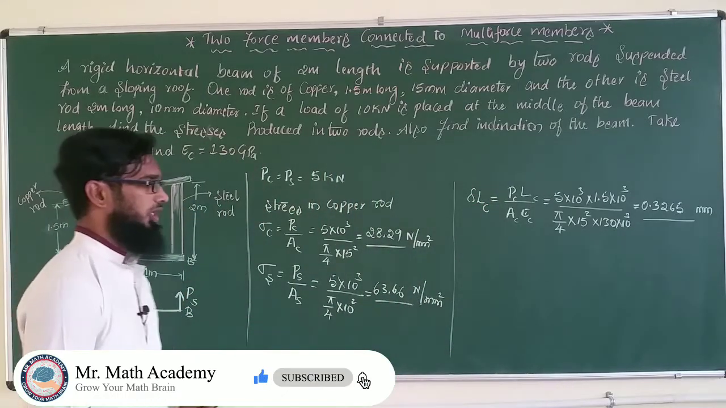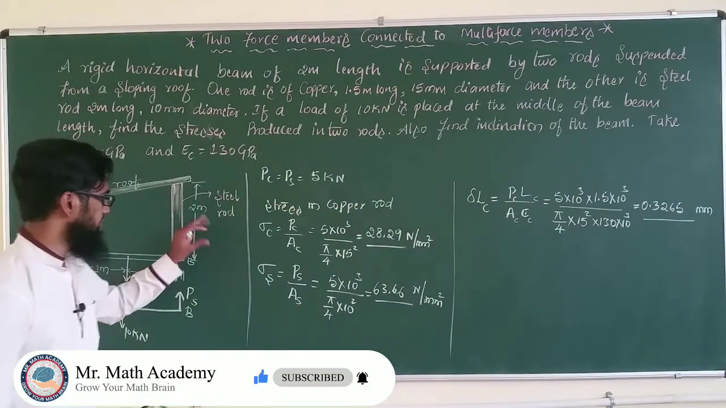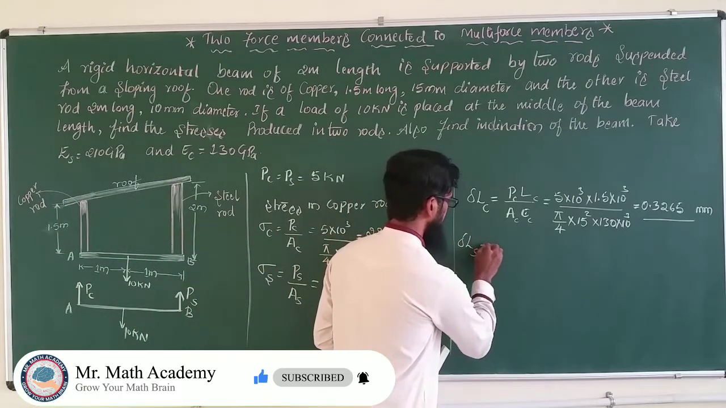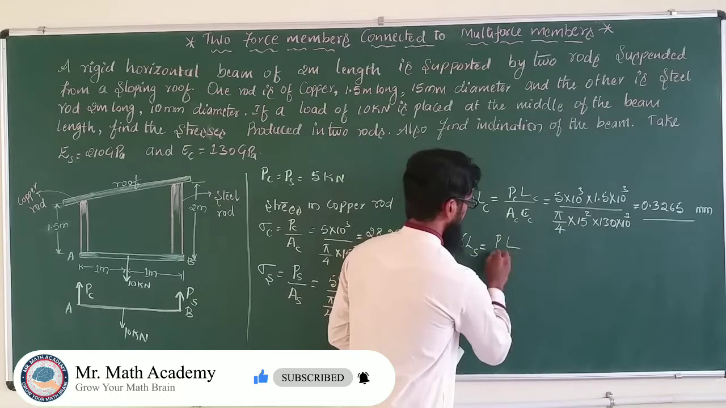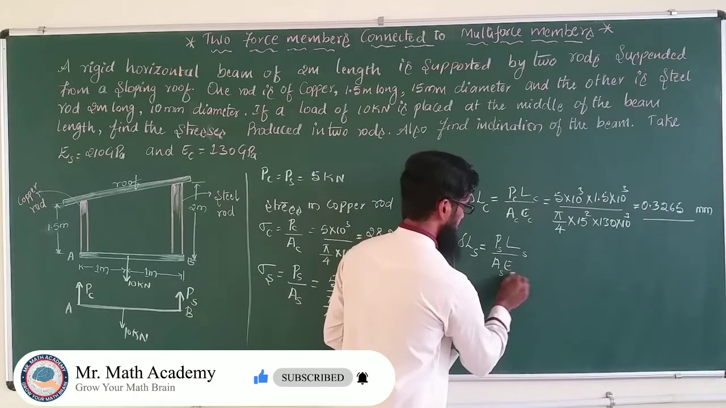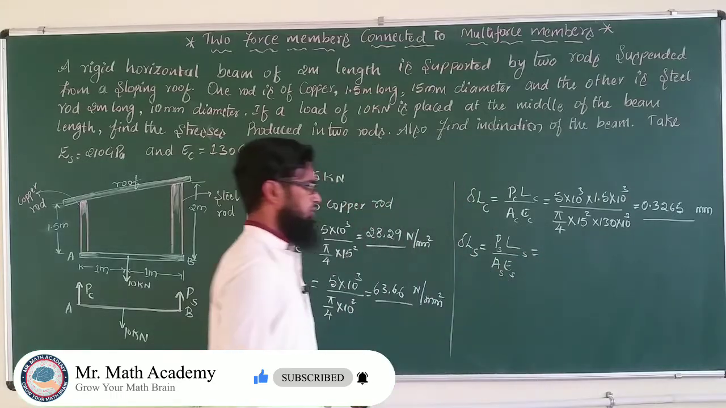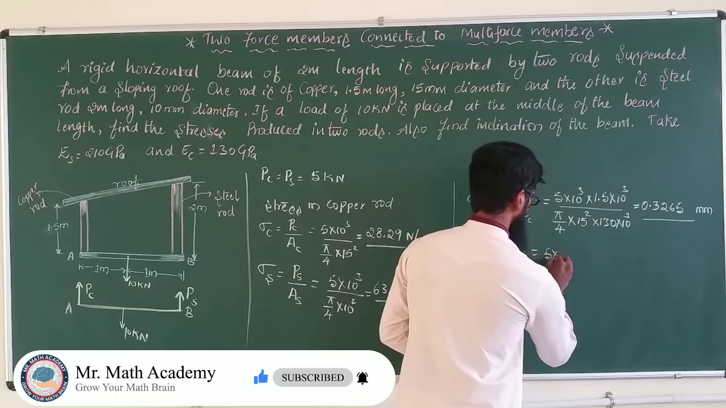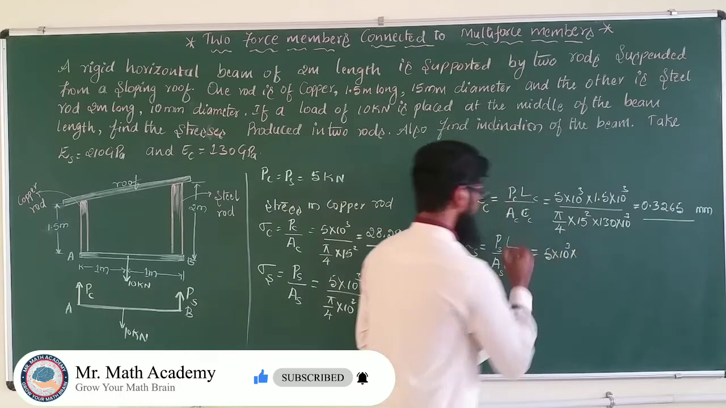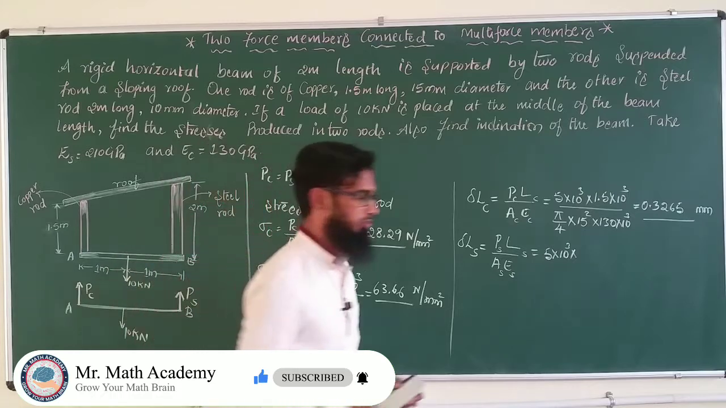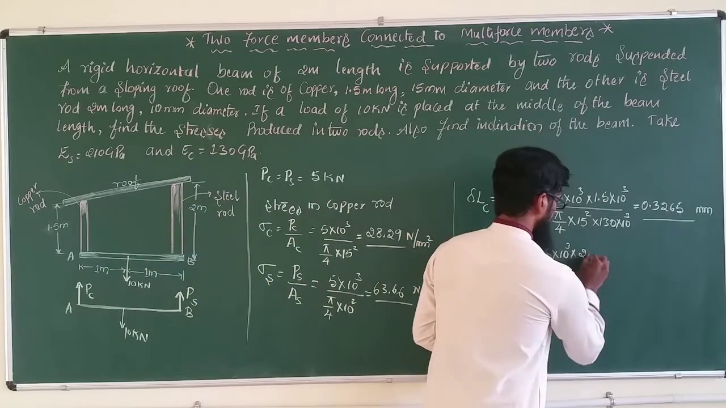Now I'll calculate the change in length in the steel member also. Delta L steel is equal to PL by AE, the same formula, but we have to take the steel member. The load in the steel is also the same, 5 into 10 power 3 in terms of Newton. The length of the steel is 2 meter given. I'll take it in terms of mm, so it's 2 into 10 power 3.